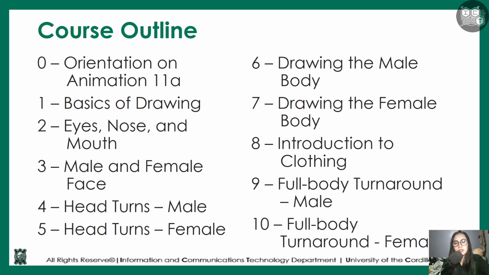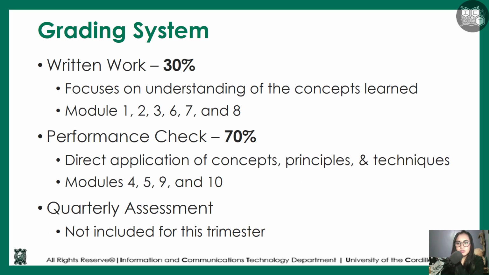And lastly, for your modules 9 and 10, we have a full body turnaround. For this one, it's the entire body now in different views. So we still have our front view, our side view, and our 3/4 view. We also have our male and female bodies. By the end of this one, you would most likely be able to create a male and female model sheet. The model sheet is basically the same character in different views. With that one, we can now move on to the grading system.